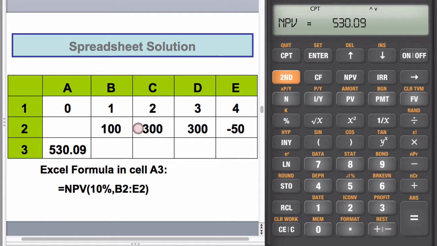So what's B2 to E2? So this is where your cash flows are. So you can imagine you can put, like, literally 50 or 100 cash flows in there. And these are your time intervals.